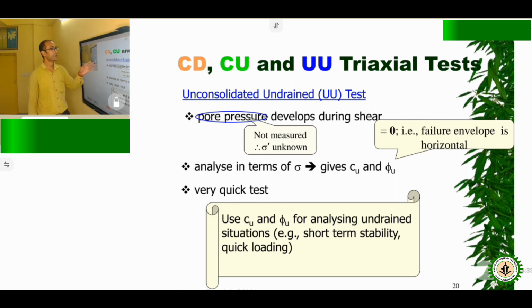Till now, we have described the CD and CU triaxial tests. Today we will go through the remaining part of shear strength in our syllabus.